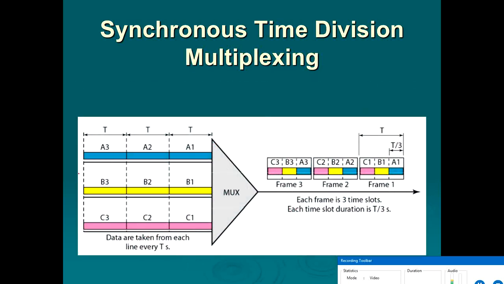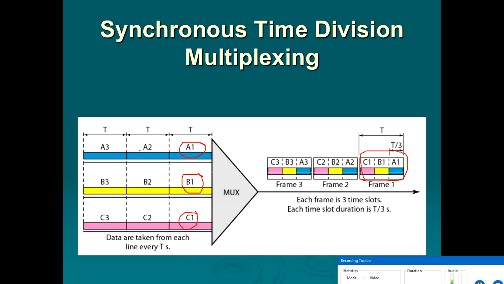Alright, so if I explain synchronous time division multiplexing here, suppose there are 3 users, A, B and C. A has 3 frames to send, B has 3 frames to send, and C has 3 frames to send. So data will be taken from each user at every time interval. When time t is equal to 1, A will send its first frame. When time t is equal to 2, B will send the first frame. When time t is equal to 3, C will send the first frame. So this will make a common group carrying the first packet from each user.